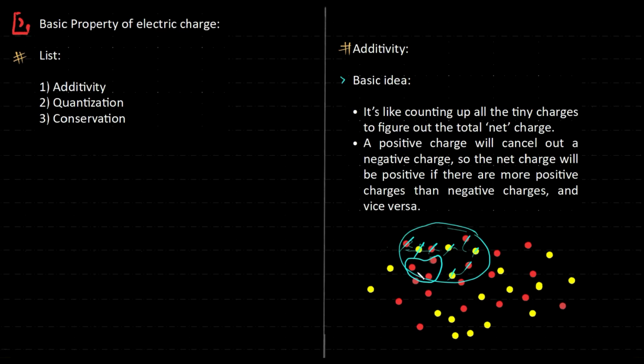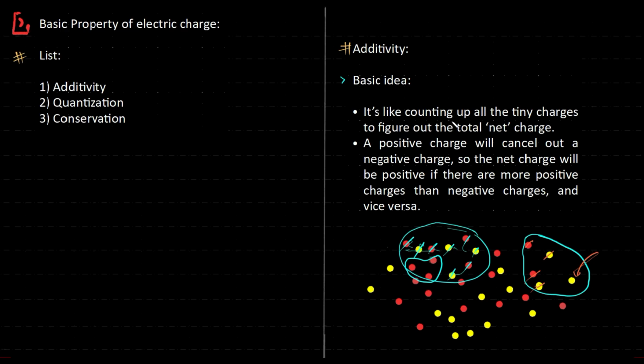Again, additivity tells that if I want to find the net charge in a given space, all I can do is cancel the positive and negative, that is, they will neutralize each other. You don't have to take them into account. Whatever is left out, that space or that object is said to be of that nature. So in this case, it is a negatively charged space.